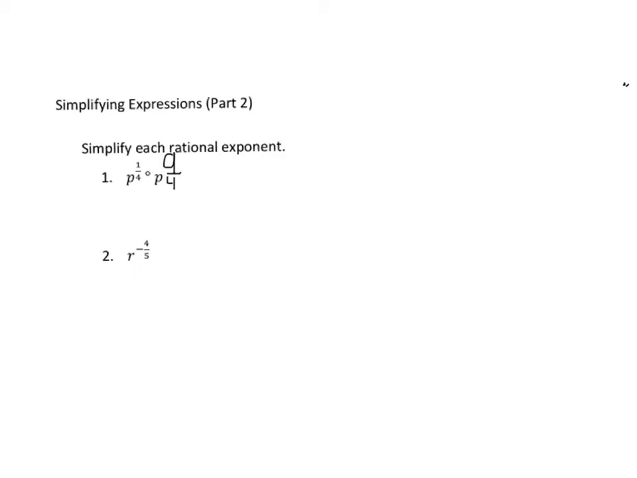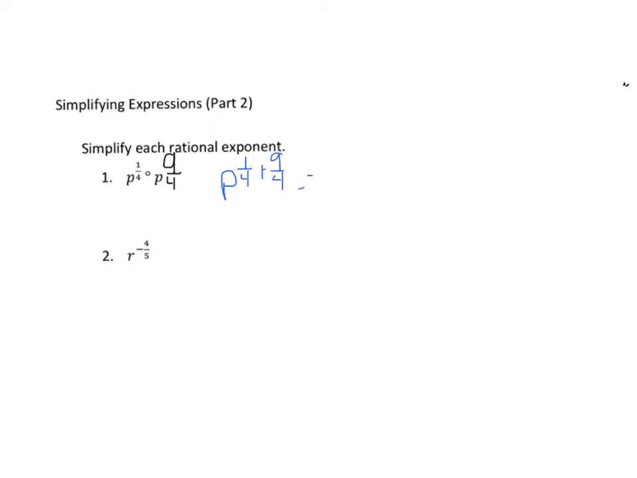Now, for this time, we want to simplify each rational exponent. So, again, like I said, we're going to need to remember our rules. On your paper, please change it to p to the 1/4 times p to the 9/4. So, to solve this, we have p to the 1/4 times p to the 9/4, so we would actually add the exponents because we're multiplying the variable. So we have p to the 1/4 plus 9/4.